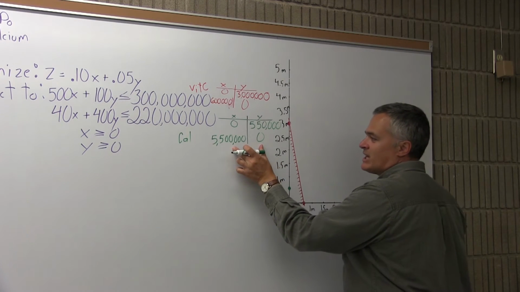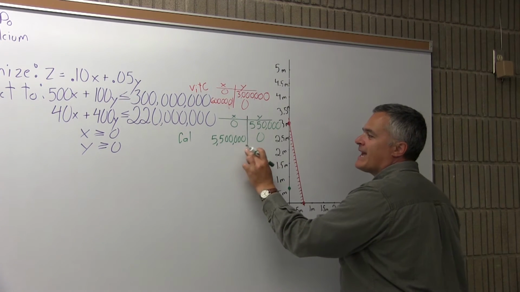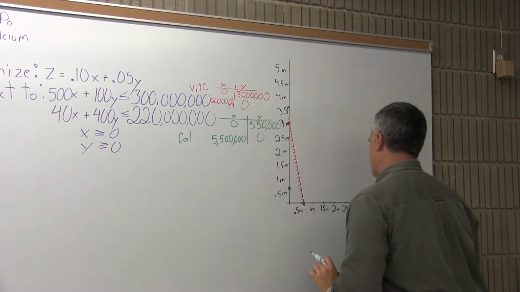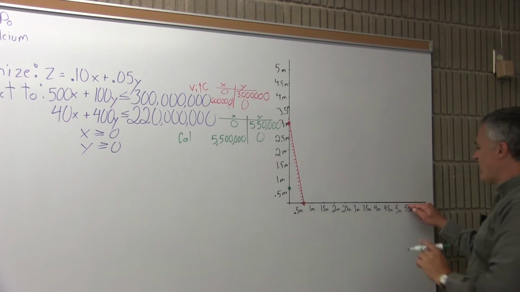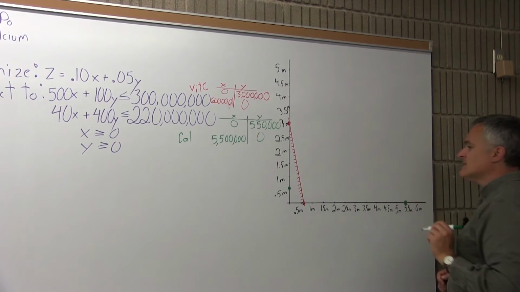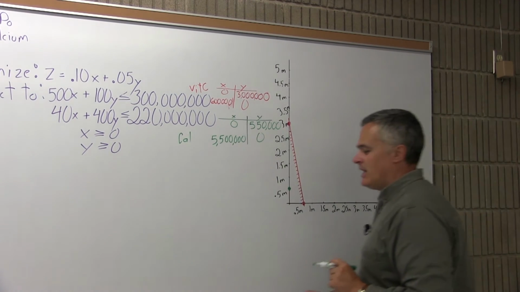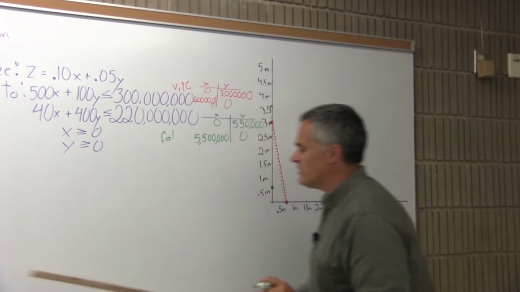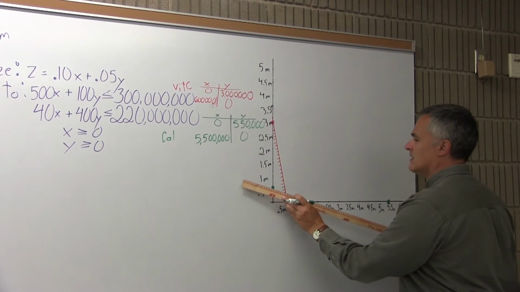I'm going to put a second green dot where I go over 5.5 million up 0. So over 5.5 million up 0 is out along the x-axis, and I'll put a green dot on that. And I will connect my two green dots with a straight green line.